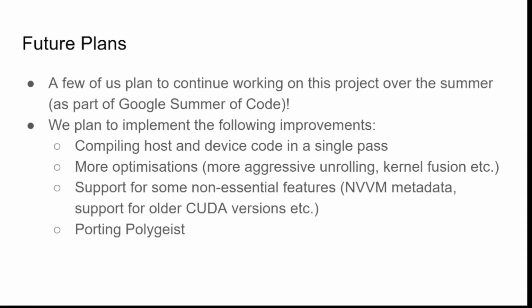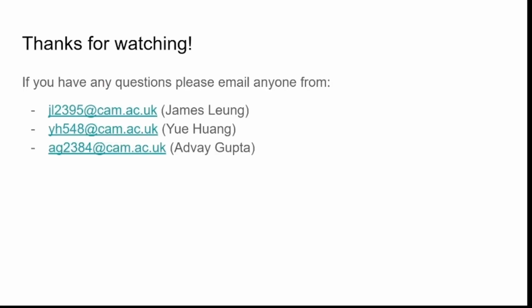One of our group members plans to finish off CUDA support in ClangIR over the summer as part of Google's Summer of Code. This would involve implementing improvements such as compiling host and device code in a single pass, which enables optimization across the CPU and GPU, implementing more optimizations such as more aggressive unrolling and kernel fusion, and implementing support for some non-essential features like compatibility with older CUDA versions. We had a lot of fun working on this project and hope you enjoyed this quick summary of it.